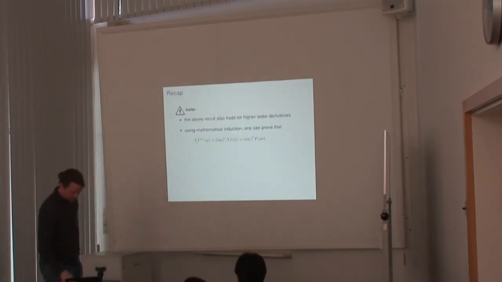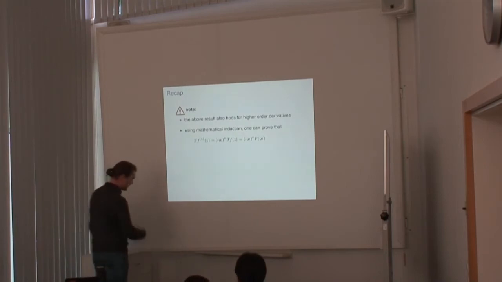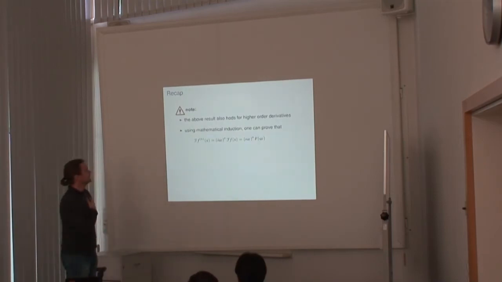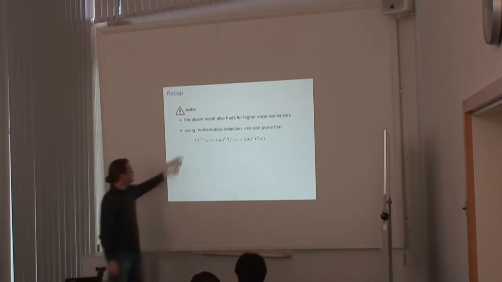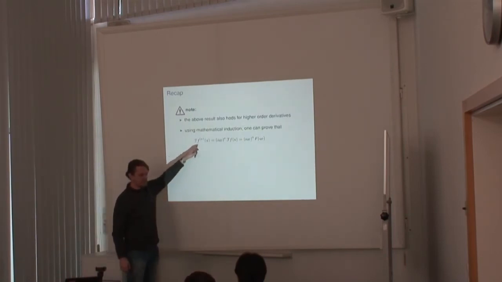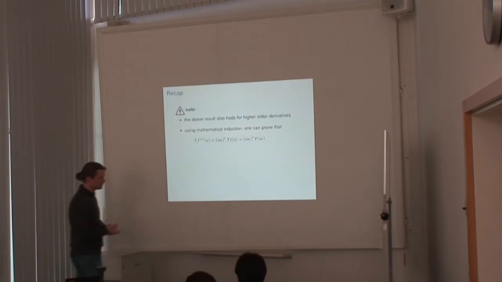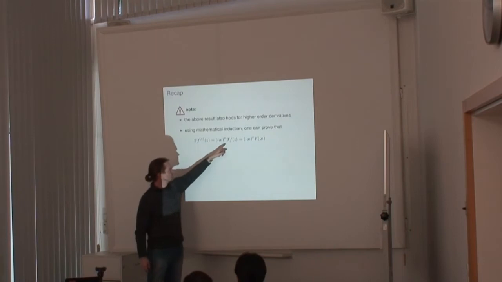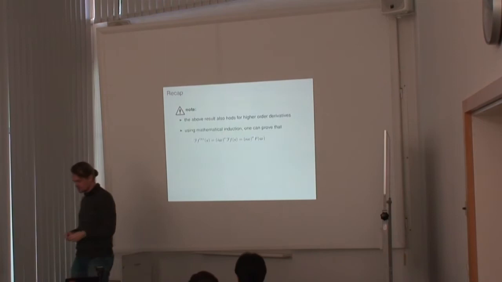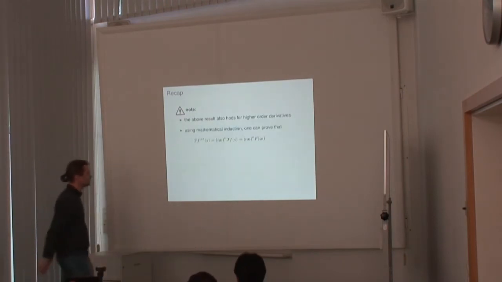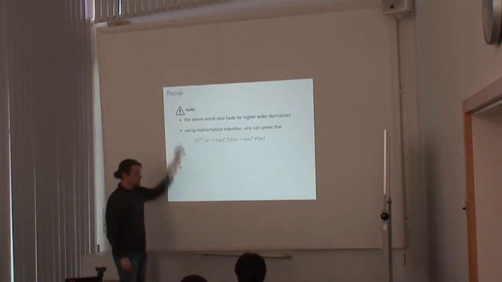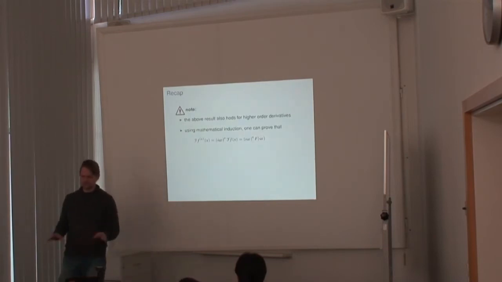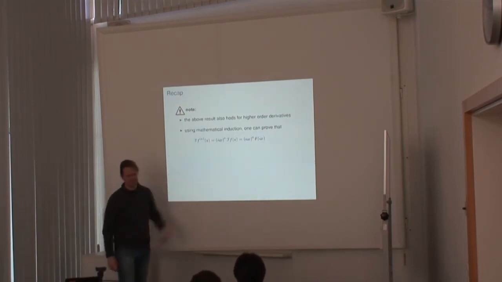This is great, and in fact, this holds for higher order derivatives as well. In particular, if we compute the Fourier transform of the nth derivative of a function, that is indeed the same as if we were to compute the Fourier transform of the function and then multiply the result with i times omega raised to the power of n. Maybe you can check that at home. This is straightforward. It's basically an argument based on the idea of mathematical induction.